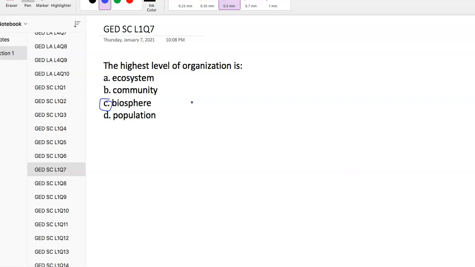An ecosystem is a community of living organisms in conjunction with the non-living components of their environment. A community is a group of people living in the same place or having a particular characteristic in common, and a population is all the inhabitants of a particular town, area, or country.